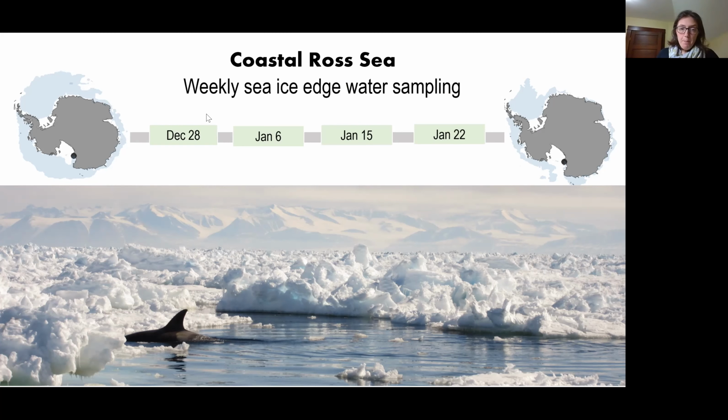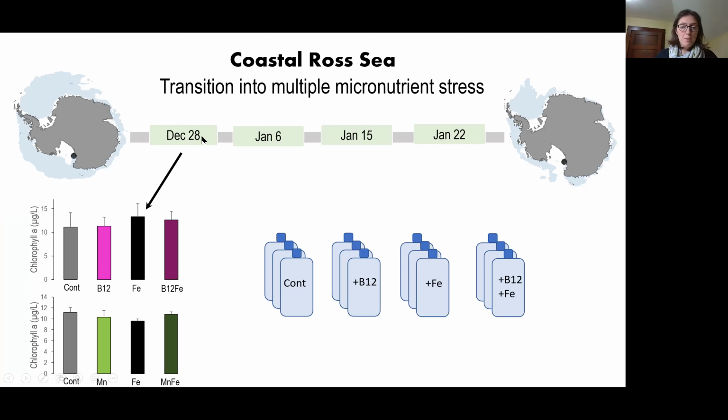One of the things that we did was to conduct these bottle incubation bioassay experiments where we isolated plankton in these bottles from the surface water, and we amended them with various different micronutrients like vitamin B12, which is required by phytoplankton and produced by bacteria, as well as metal micronutrients, iron, and also manganese. We added these in combination and by themselves, and we observed how this changed the response of the phytoplankton. I'm showing you here the response in production of chlorophyll, which is a pigment that can serve as a proxy for phytoplankton growth and physiological status.